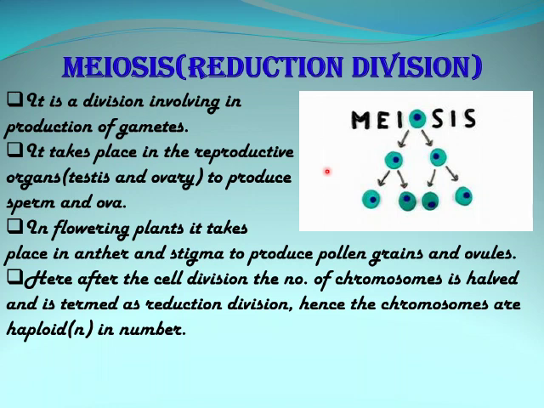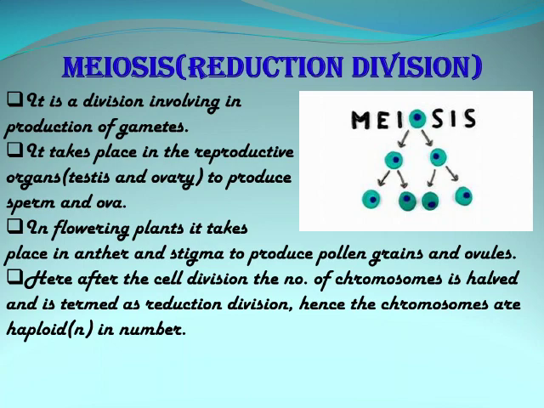It takes place in the reproductive organs, that is, in the testis and ovary, to produce sperm and ova. It is also observed in flowering plants, where it takes place in the anther and stigma to produce pollen grains and ovules. The number of chromosomes is halved, and it is termed reductional division, because the number of chromosomes in the parent cell is divided into half the number in each daughter cell, hence the chromosomes are haploid in number.